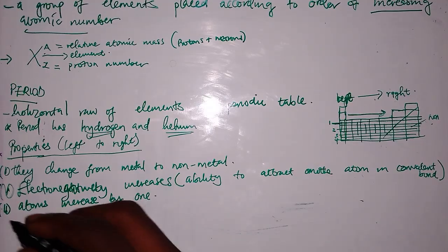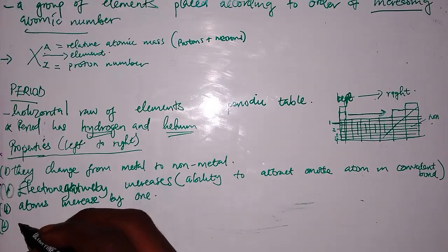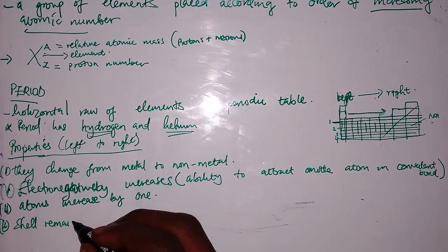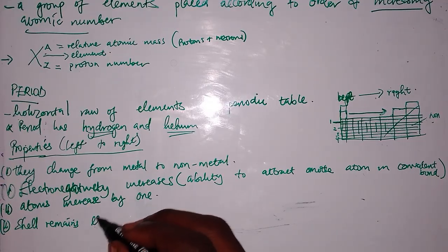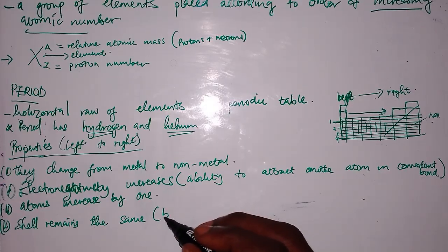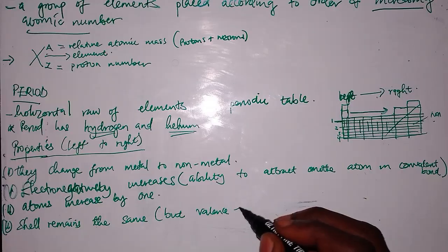Yeah, so number 3 is the number of shells. So shells remain the same, but valence electrons increase.